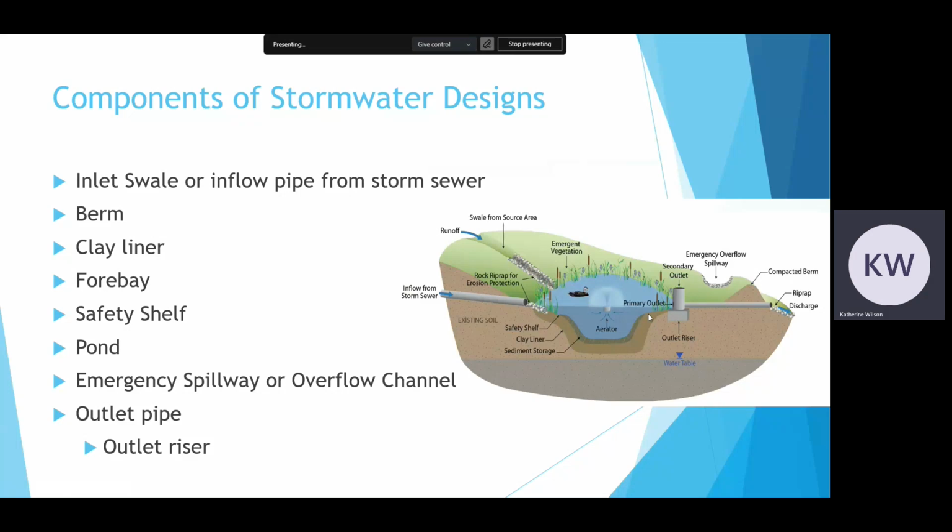Secondly, it will deter children from entering the pond, and if they do, it's a shallow area and not a sudden drop-off, so they can climb out. The safety shelf leads to a deeper area where all your dirt and other pollutants are going to settle to the bottom.